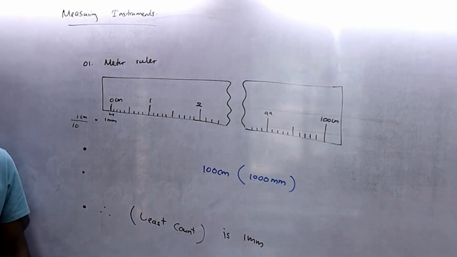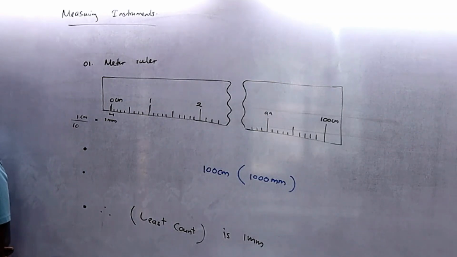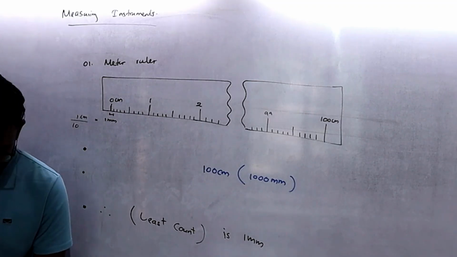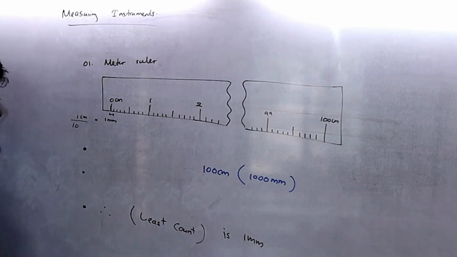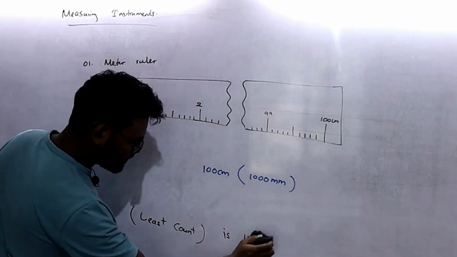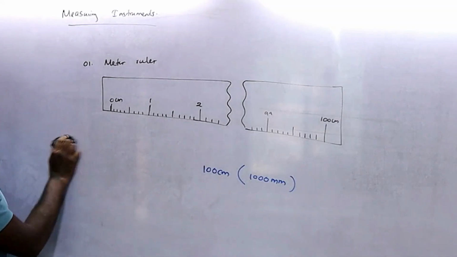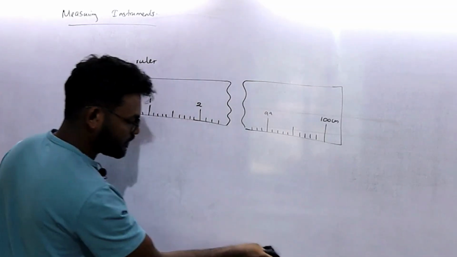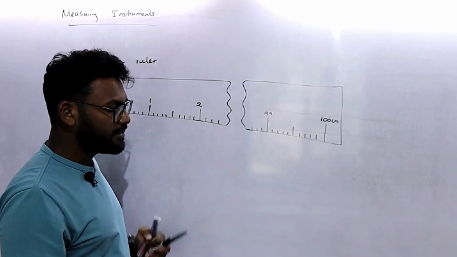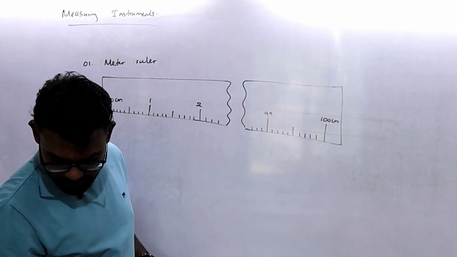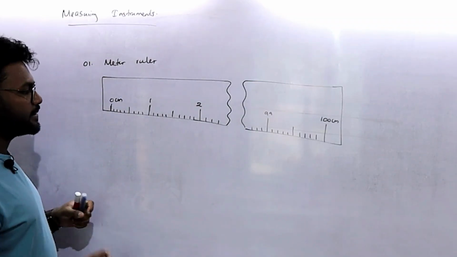The next and the last point. When taking a measurement, it should be rounded off to the nearest millimeter. You can continue the same point. Thus, there will be a maximum error of 1 millimeter.